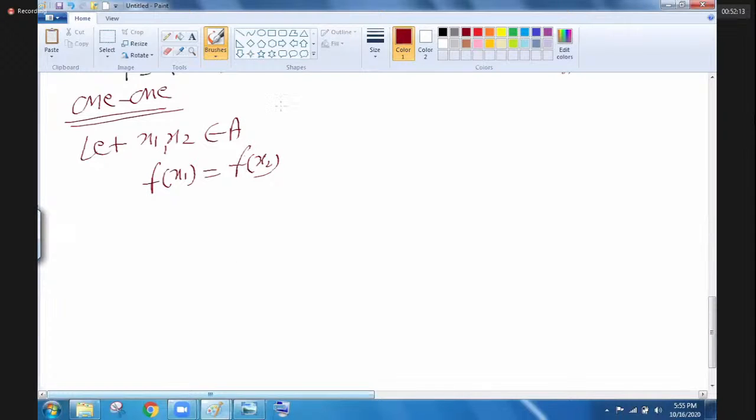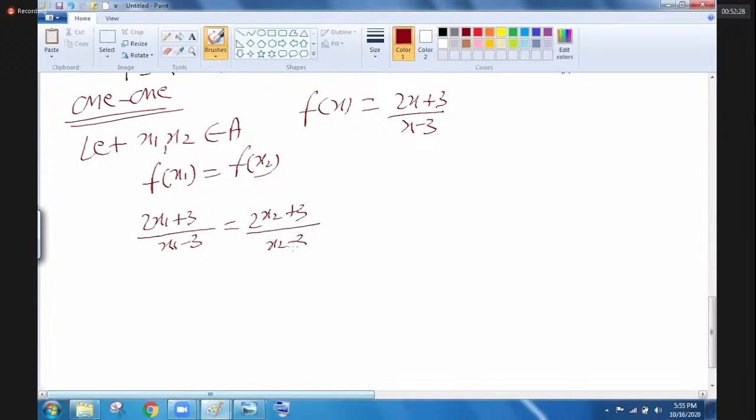Check it. How will we check? Sorry, I forgot to tell you how we will check. f(x) is (2x + 3)/(x - 3). So f(x1) will be (2x1 + 3)/(x1 - 3), and f(x2) will be (2x2 + 3)/(x2 - 3). Now please check it out.